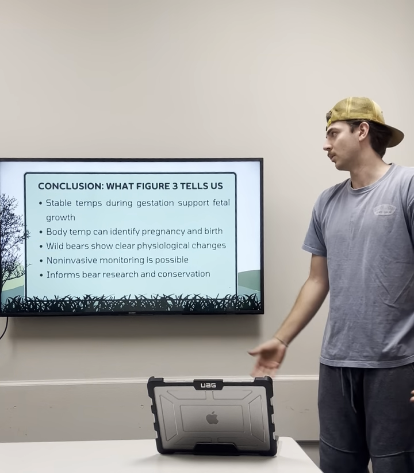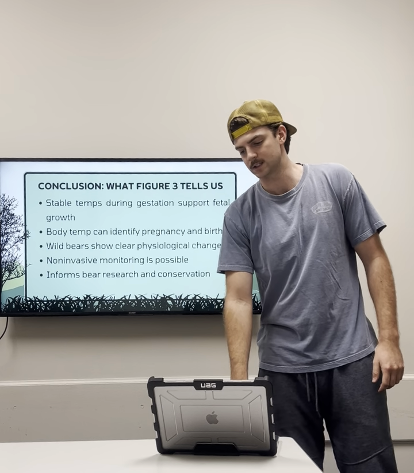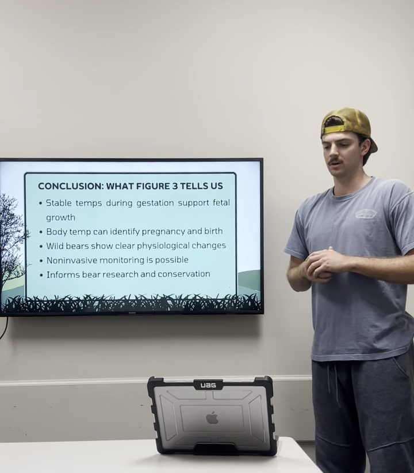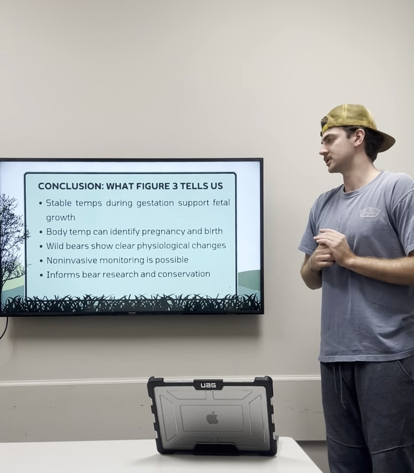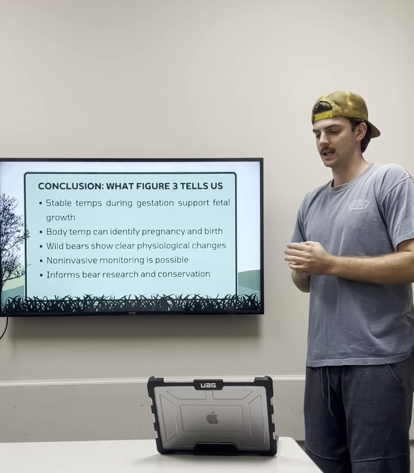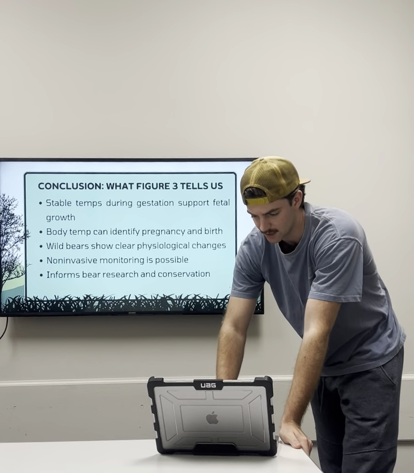So, conclusion: why does it matter? What does Figure 3 actually tell us? The big takeaway is that pregnant bears stabilize their body temperature during gestation to support the fetus development. The stability distinguishes pregnant from non-pregnant bears and highlights how body temperature can be used to non-invasively track reproductive status.